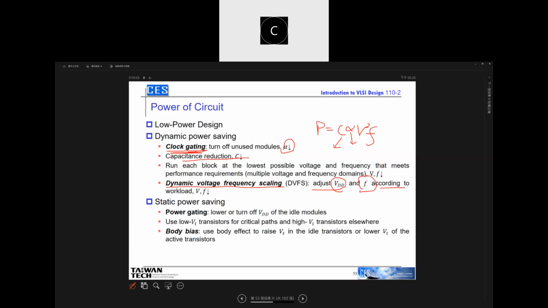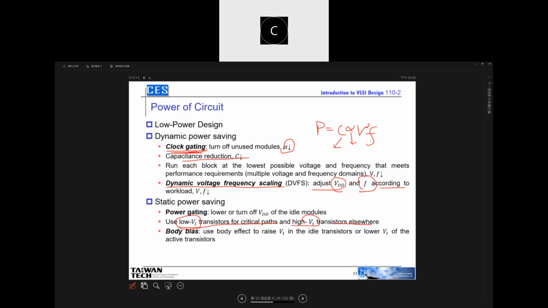Okay, so people need to design algorithms to manage this dynamic voltage and frequency scaling. We haven't talked about static power, and we'll talk about that later on. But reducing the static power is more related to the manufacturer and to the device. So there's power gating, where we can lower or turn off VDD for an idle module. And we use lower VT, the threshold voltage, transistors for the critical path, and high VT transistors elsewhere. This is usually called the multi-VT technique, so you use different devices with different threshold voltages.